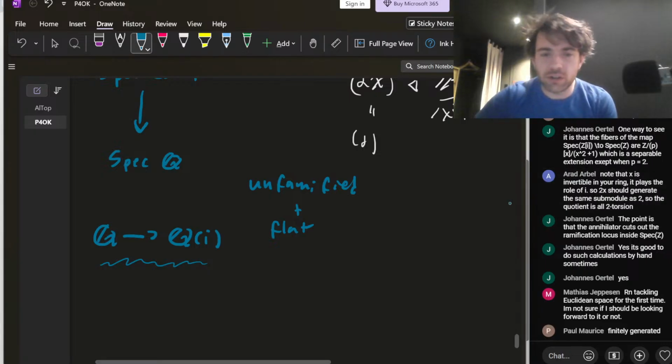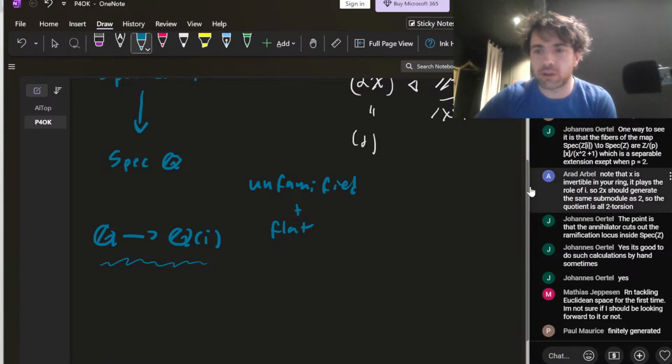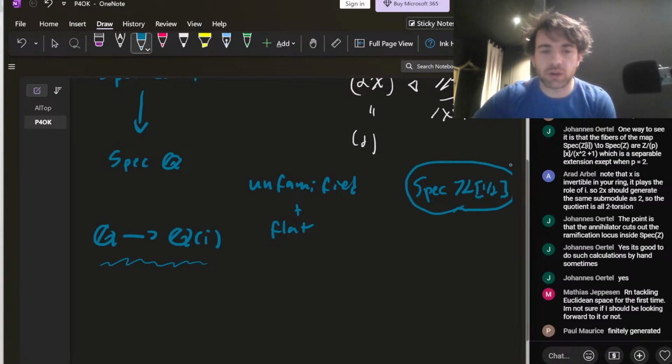Finitely generated. Sorry, I don't know what part that comment was in reference to. Oh, also, I see you mentioned doing something for Spec Z[1/2]. I don't know what you meant by that. Sorry, that was a while ago. I should have been quicker on that.